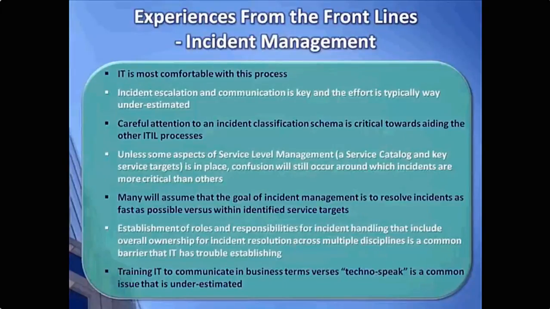And lastly, you may want to consider training IT to communicate in business terms versus techno-speak, as that is also another common issue that many people have when operating and communicating incidents. Think about the non-IT person that has to read through an incident ticket or understand, especially for major incidents, why an incident took place, what actions were taken. Will they truly understand what is going on if you use a lot of internal IT technical terms?